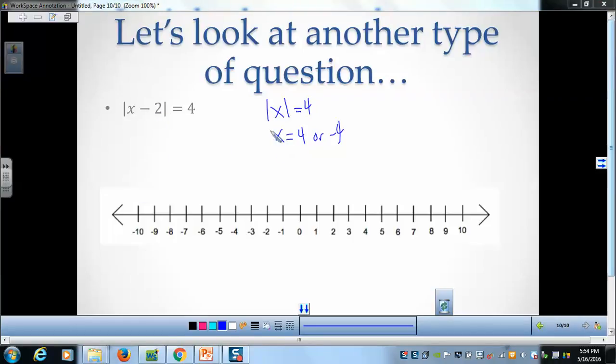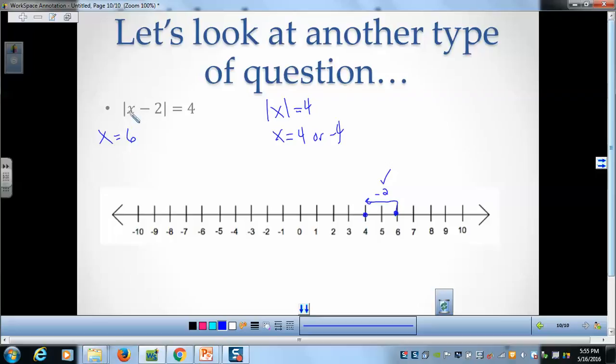So let's start with this. What number do I have to subtract 2 from to get to 4? And the answer is 6. So notice, if I start at 6 and I subtract 2, that's what this means: take a number and subtract 2. Is its distance from 0 equal to 4? Well, I get to +4. It is. That works. Excellent. So we know one of our answers is 6.